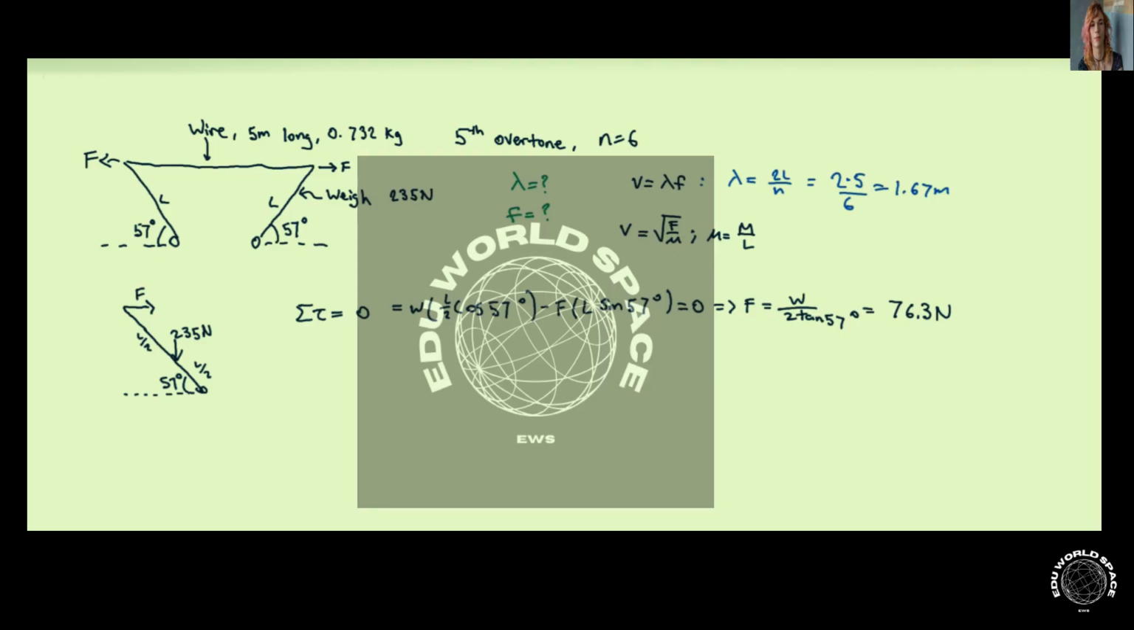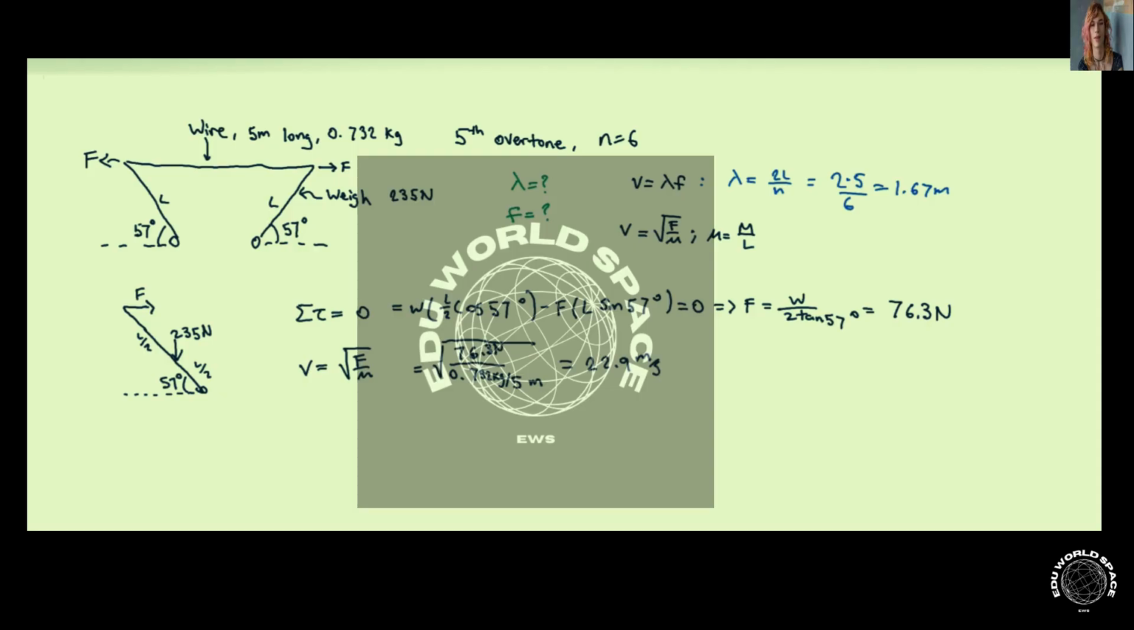So now we know mu and we know F, so we can calculate v. Since v is equal to the square root of F over mu, that is the square root of 76.3 newtons divided by 0.732 kilograms, and then again divided by 5 meters. And that gives us a velocity of 22.9 meters per second.